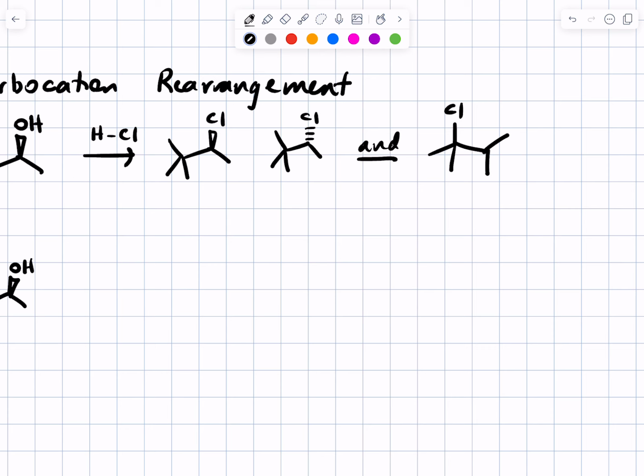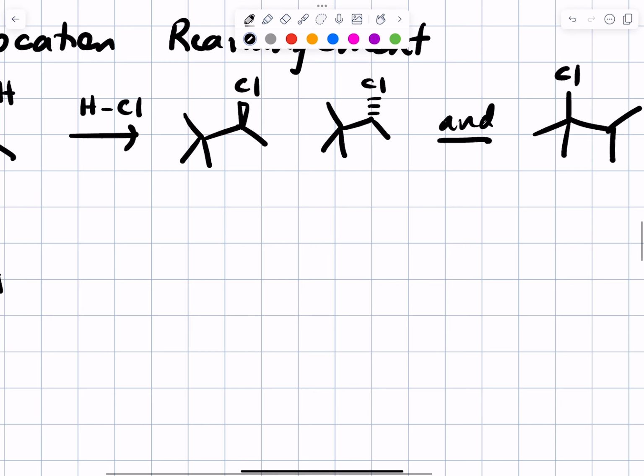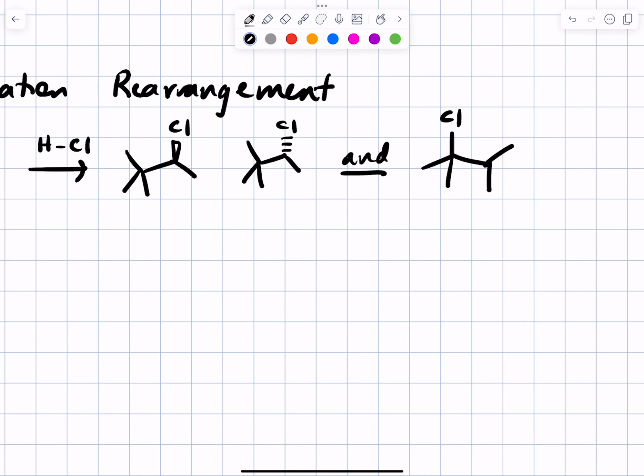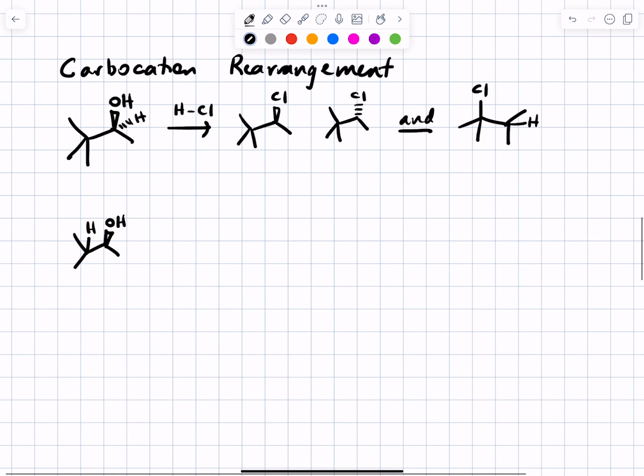Oh, the horror, make it stop. It's terrible. Maybe I'll fill in now. That's fine. I'm not using dashes and wedges on carbons that are not stereocenters, but you should be okay with that.